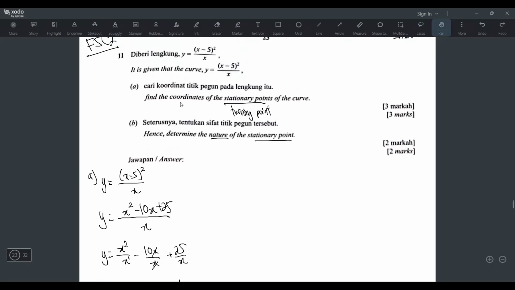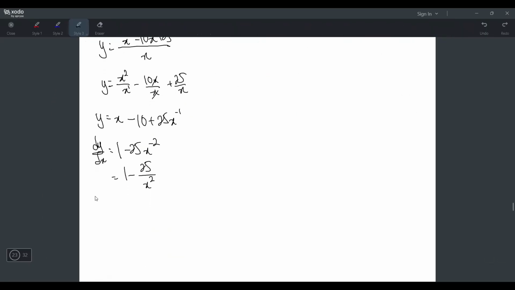But don't forget, they ask for the stationary point. And what you have to do, when you find the stationary point, is set dy dx equals 0. So I write when mt equals 0. Mt means gradient of the tangent. So when the gradient of the tangent equals 0, it means dy dx equals 0. So 1 minus 25 over x squared equals 0. Dy dx and gradient of the tangent are the same thing.